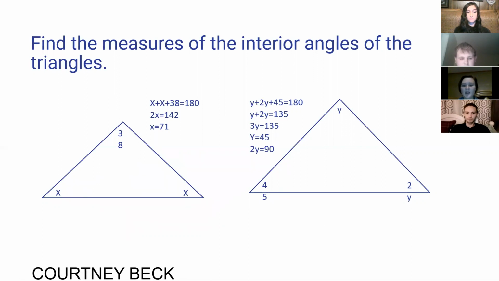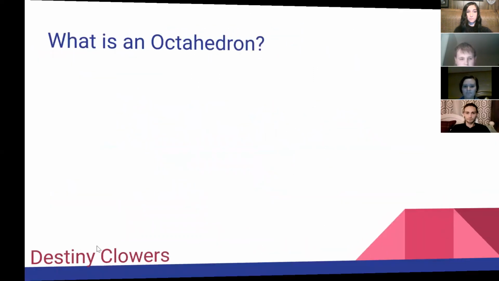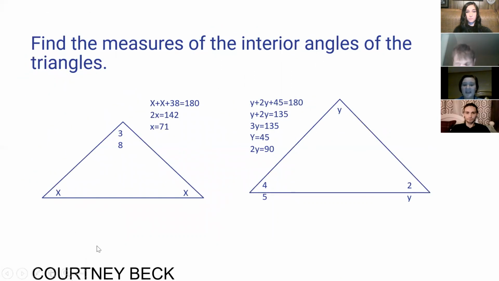The next triangle, we have y plus 2y plus 45 equals 180. We will subtract 45 from 180 to get 135. Putting together the equation, we will get y plus 2y equals 135. We will add together the y's to get 3y. Divide by 3, we'll get y equals 45. So this y equals 45 and 2y equals 90.